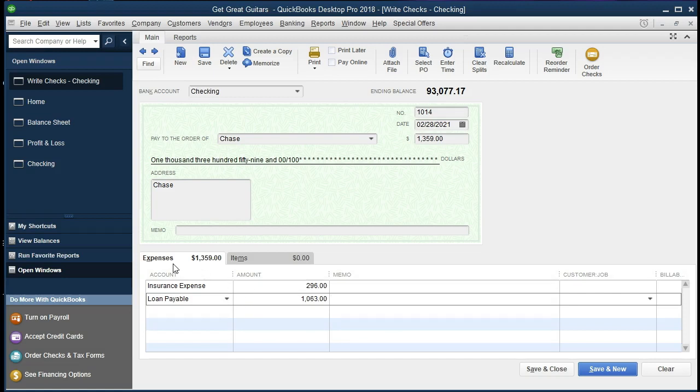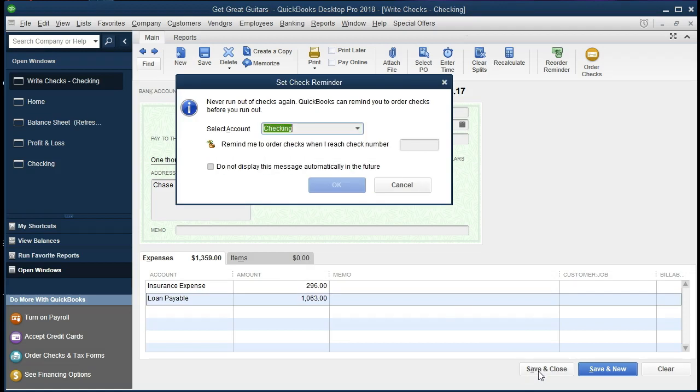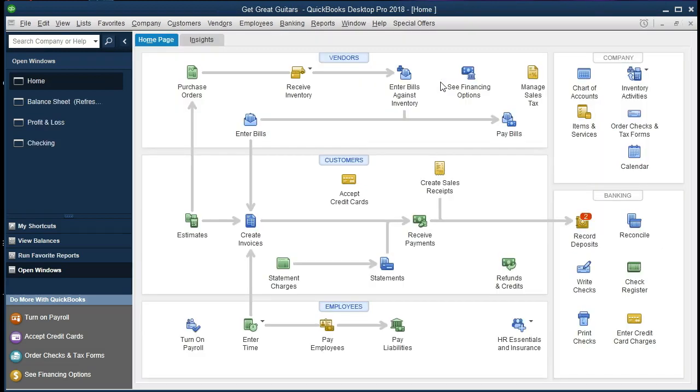And you've got to remember that we're always on the expenses, typically, unless we're dealing with inventory, when we write a check. So we're going to say save and close, and let's see if that did what we would expect it to. I'm going to say no to the advertisement to get checks, which is a nice thing to consider, but we're not going to do that at this time.